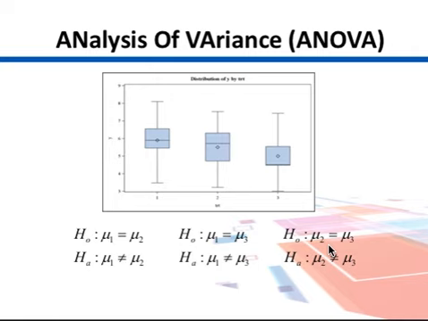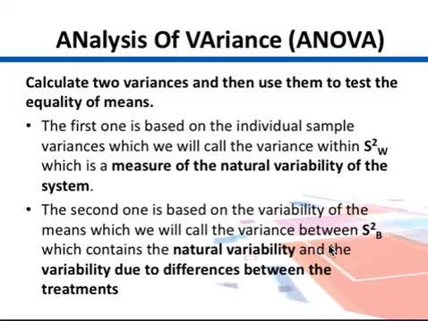In order to avoid that, before we do these pairwise comparisons, we just ask a general question: whether these three means are similar or different. The technique that can answer this question is what we call analysis of variance, or ANOVA. As the name indicates, we compare variances. We calculate two variances and then use them to test the equality of means. Remember, here we are comparing variances, but in the hypothesis testing we are using means.